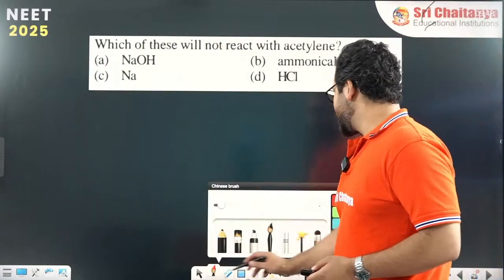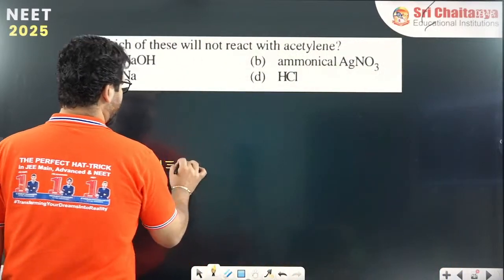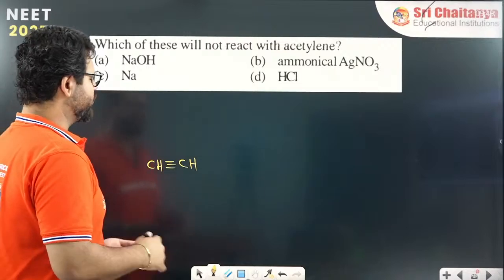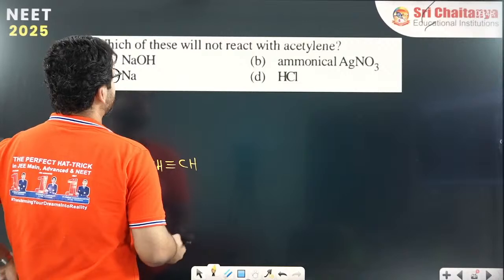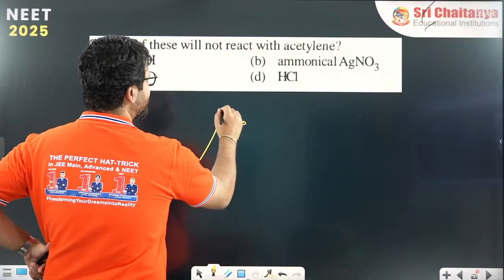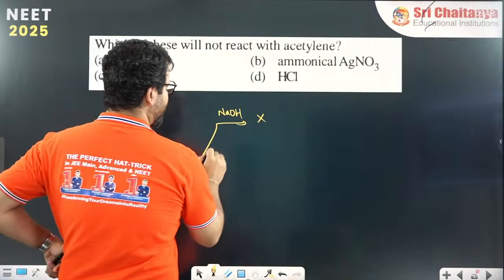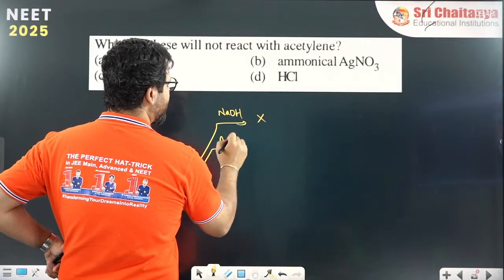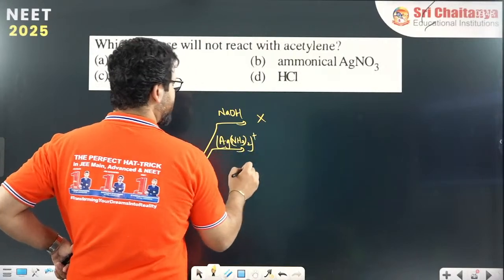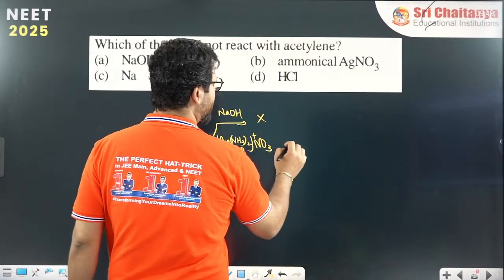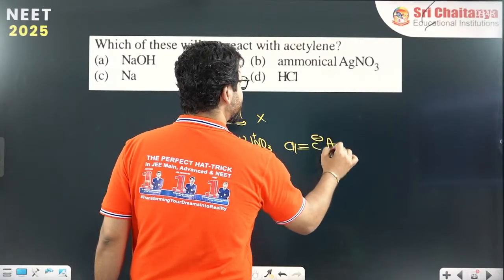Who will not react with acetylene? Acetylene is an acidic nature alkyne. Those alkynes which are terminal and carry this hydrogen are acidic. Do they react with NaOH? Answer is no. They are not so acidic. They do react with ammoniacal silver nitrate, which is nothing but Tollens reagent, to give you a gray color precipitate which looks like this.